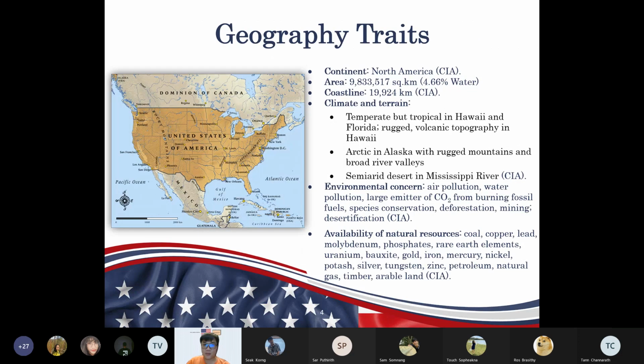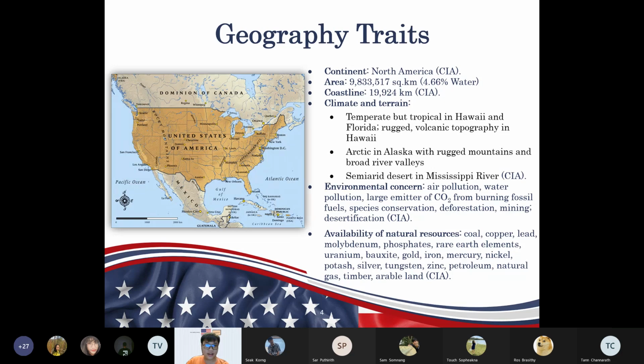The area is 9.8 million square. The coastline is 19,000 square. The climate is temperate in Hawaii and Florida, Arctic in Alaska, and semi-arid in the Mississippi area. And the environmental concerns are air pollution, water pollution, large emitter of CO2 because we are an industrial country, deforestation, mining, and desertification in California. And the availability of our natural resources are coal, copper, lead, uranium, oil, timber, petroleum, zinc, and gas.